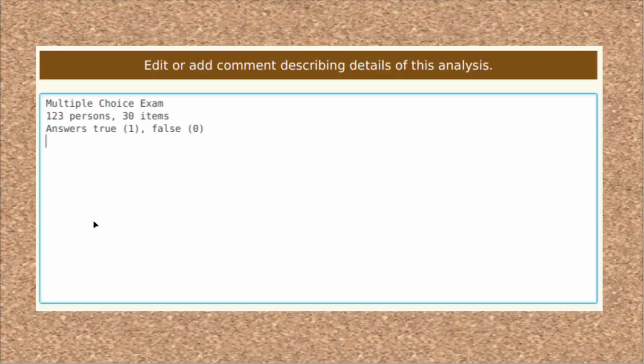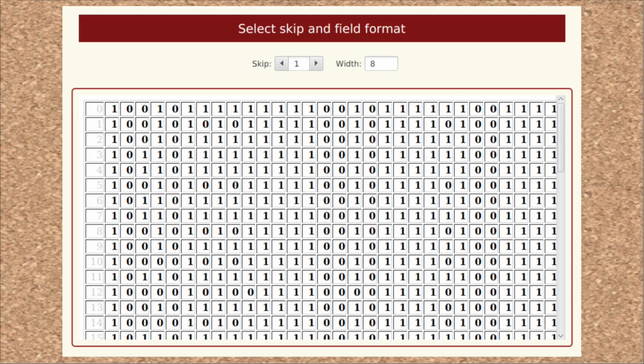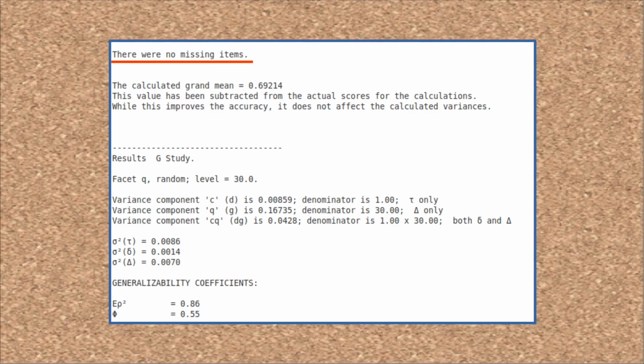Here again, we have a fictitious 30-item true-false multiple choice exam for 123 persons to be completed. The authors expected a perfectly completed data set just like this, which would have resulted in a wonderfully significant test result where 86% of the subjects' total score variance could be explained entirely on the basis of subjects' variance, while only 14% would have to be explained by test idiosyncrasies.